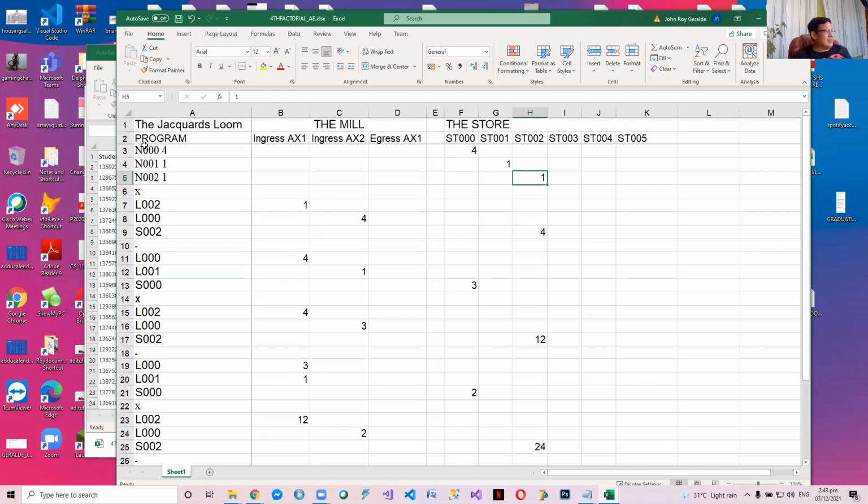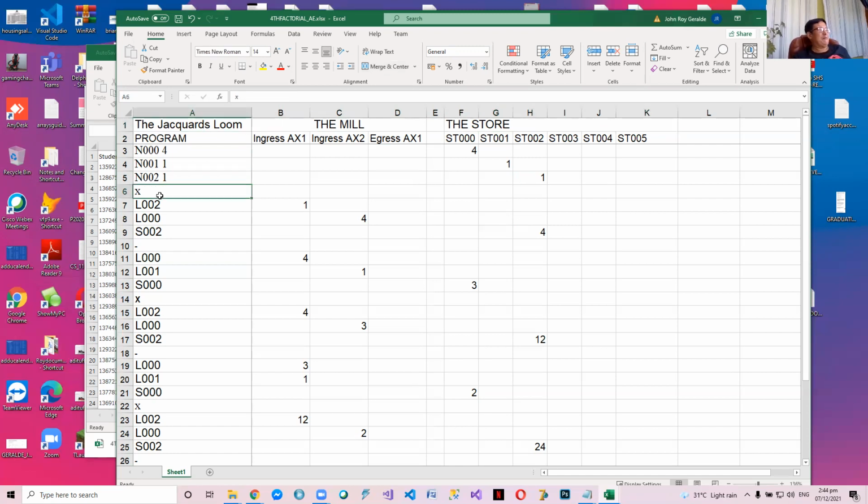This is the program in the Jacquard's loom. Imagine this is the engine by Babbage. We have the Jacquard's loom, which contains the program or the input. We have the mill, which is our CPU, and we have the store, which is our memory. Can you follow? So our program is here in the Jacquard's loom.